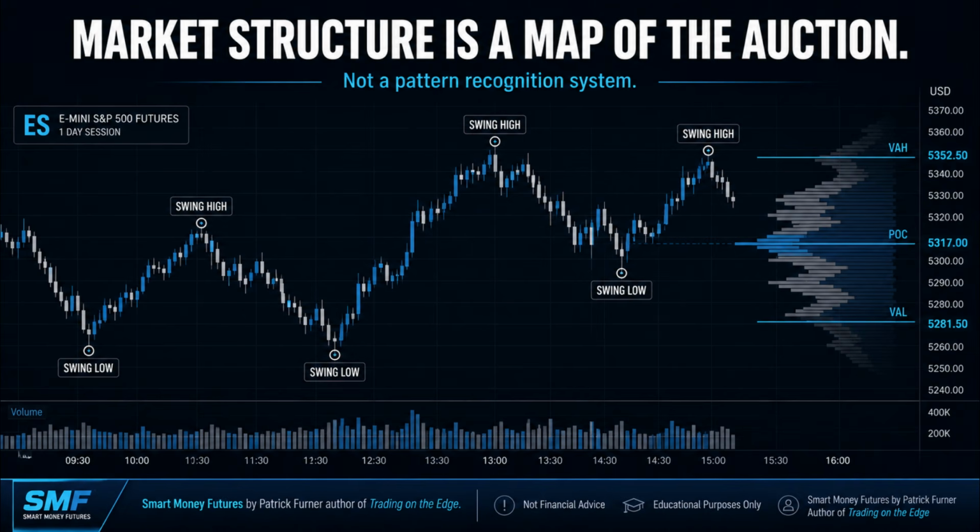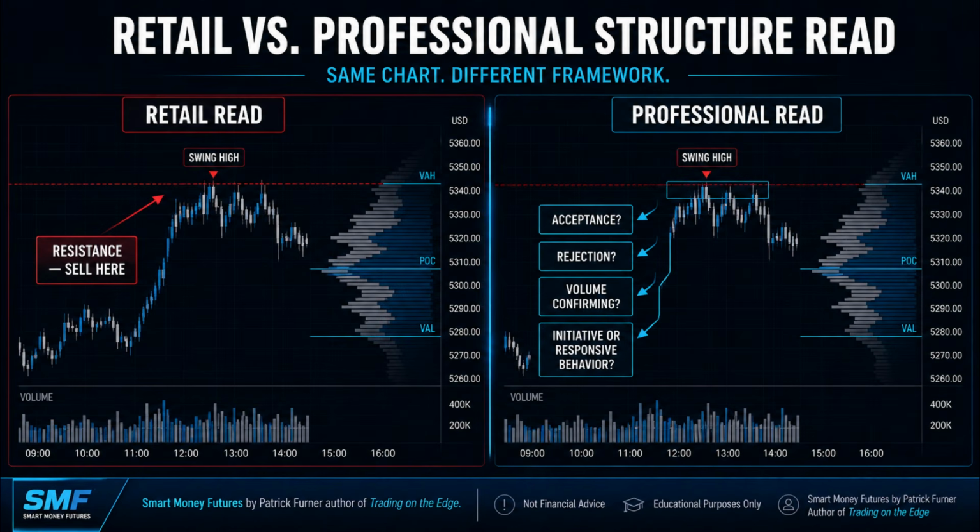Buyers overwhelmed sellers and price moved higher, creating a swing low. Sellers overwhelmed buyers and price moved lower, creating a swing high. But these are not automatic support and resistance levels, they are reference points. They tell you where the auction has been. They do not tell you what the auction will do next. That is the distinction that separates a retail market structure read from a professional one.